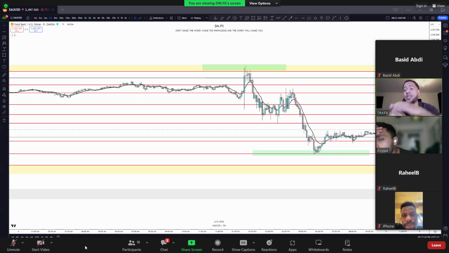And yeah, it works for BTC as well. I caught just working off the key levels. Honestly, I think it was a 5,000 pip move on BTC, running off of that.